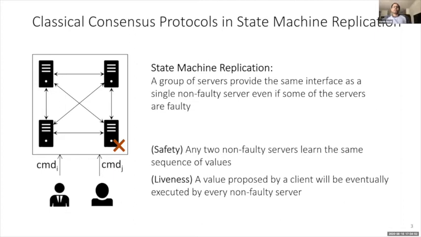And the second property that we want is liveness. Liveness says something good should happen. Essentially, a command that is proposed by a client should eventually be executed by every non-faulty server. So in this talk today, we'll be talking about the latency to achieve such consensus. Once these clients have submitted their commands, how much time does it take for the servers to agree on a block or a sequence of blocks?